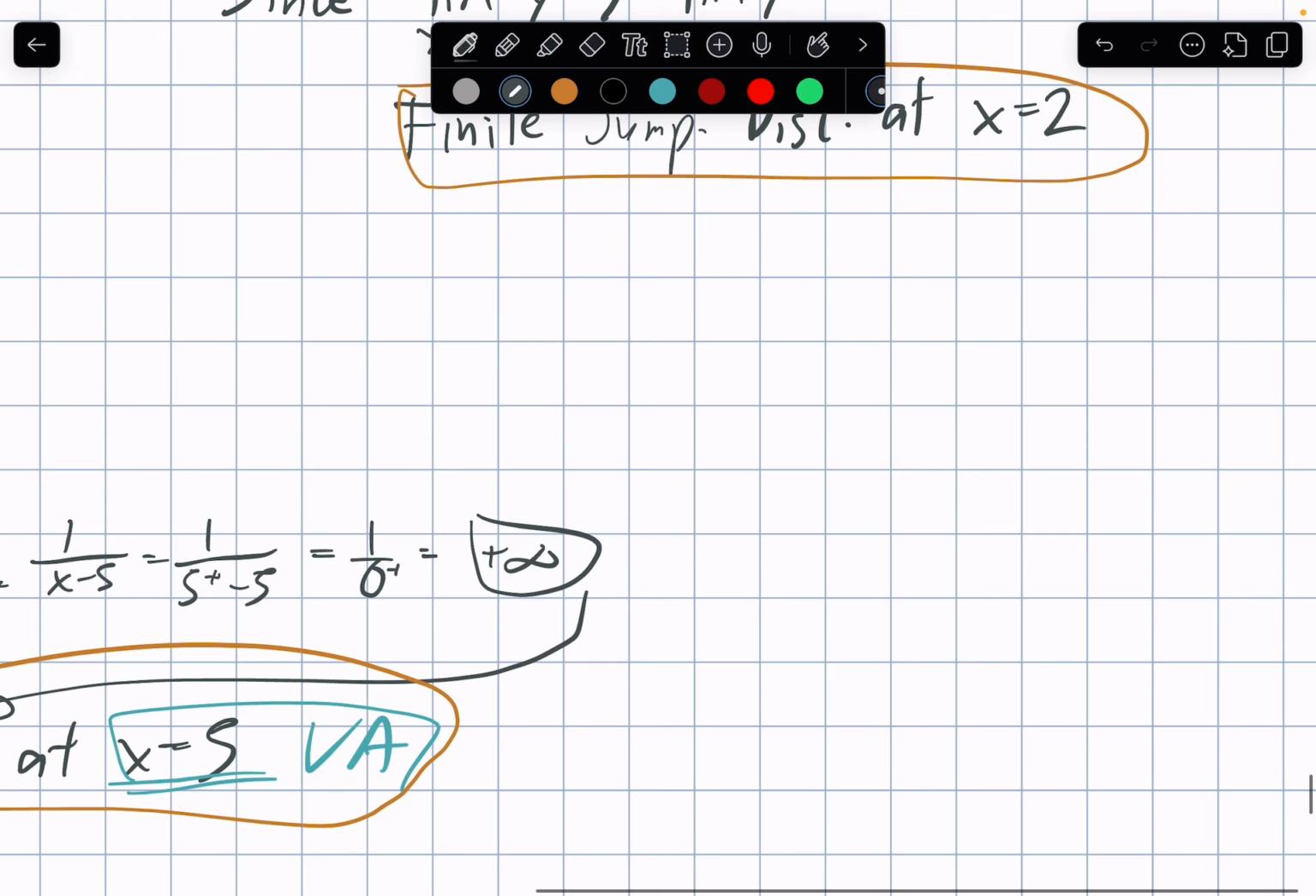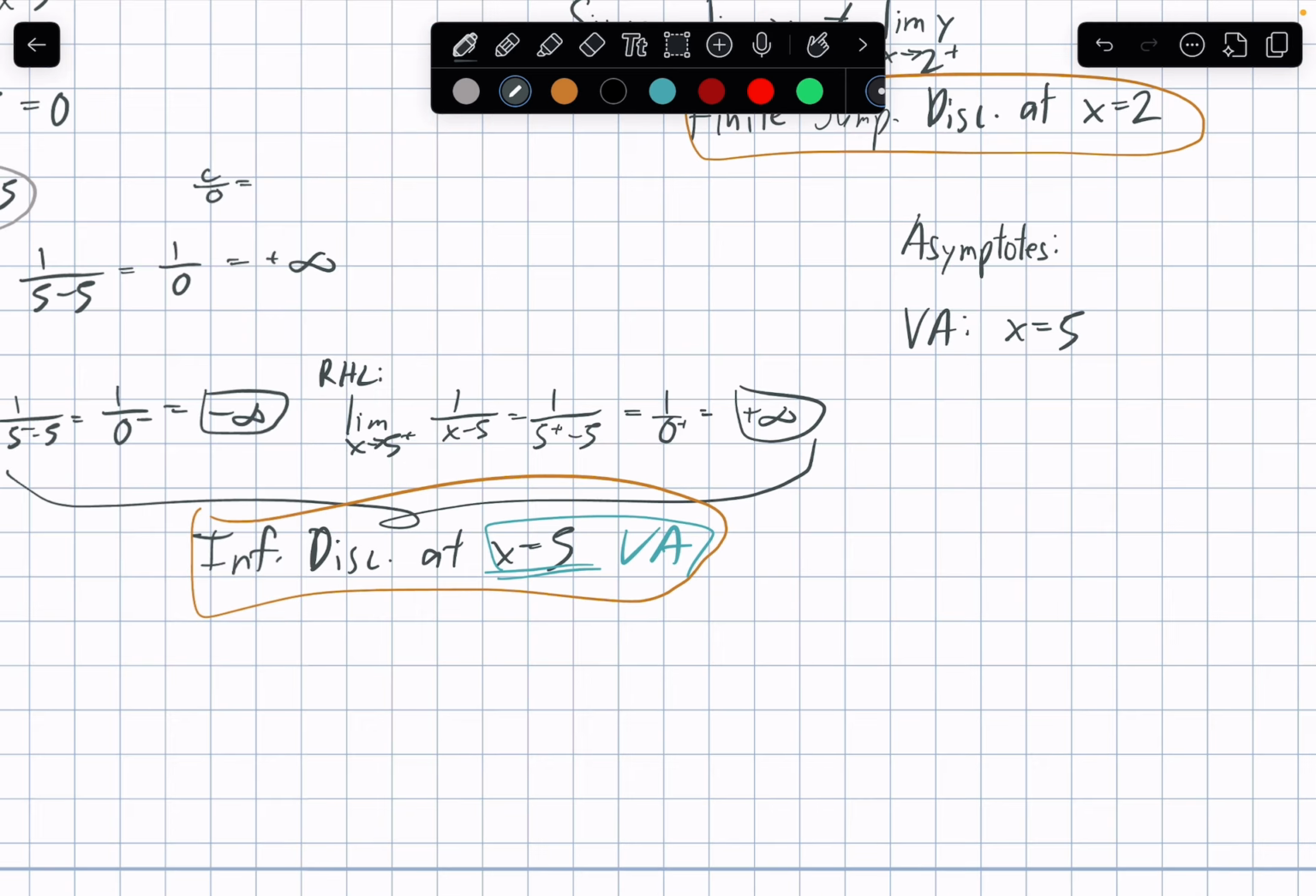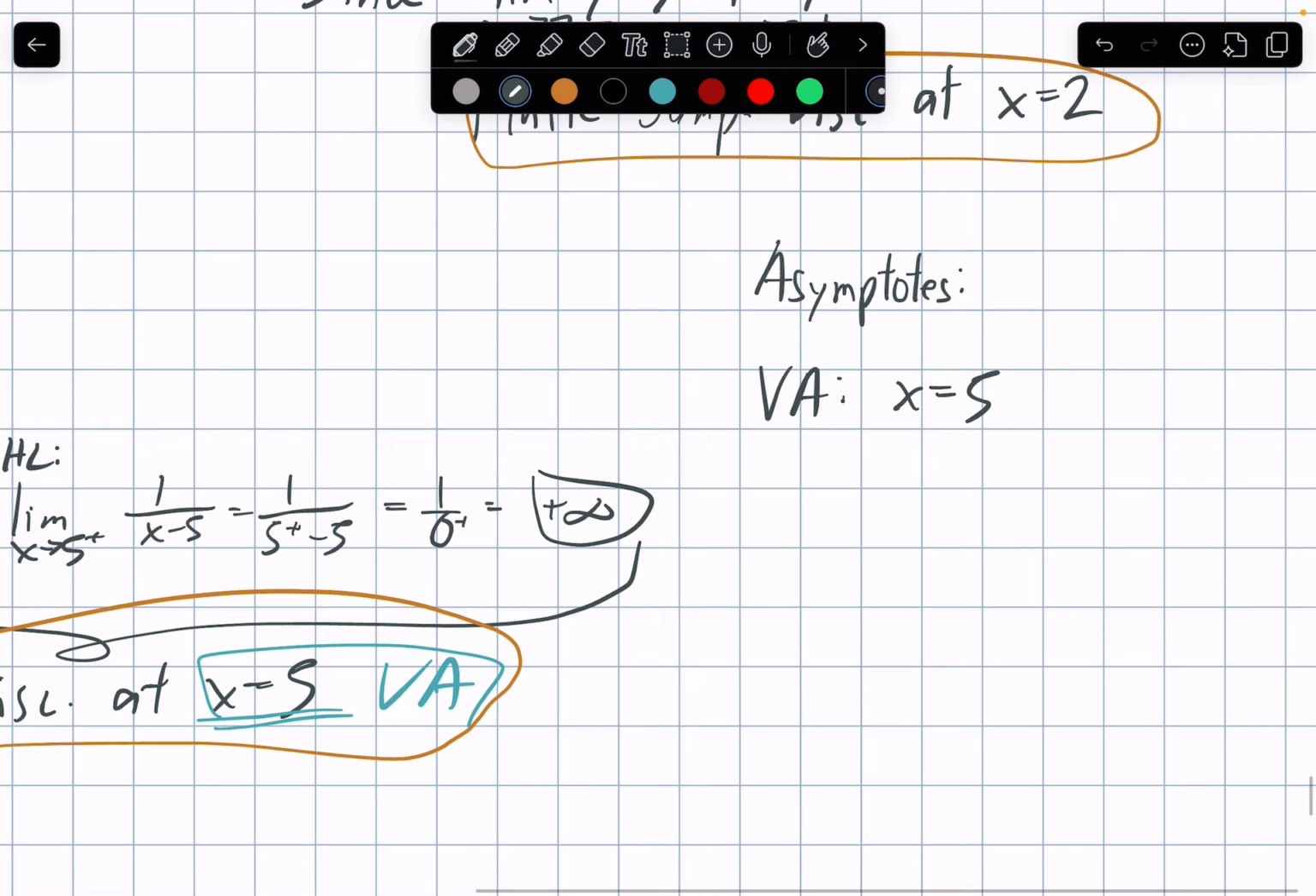Okay, let's identify the asymptotes. So for the VA, that's already x is equal to 5, since we found an infinite discontinuity there. This time, let's find HA. So for x is less than 2, x squared minus 4, since it is not a rational, it is a polynomial. In other words, the degree of the numerator is greater than that of the denominator. Sorry, you have no HA, basically.